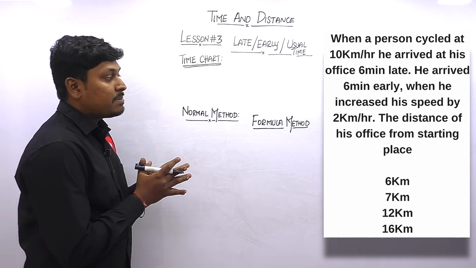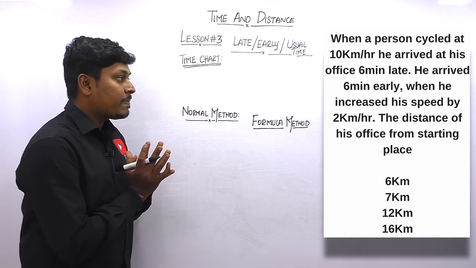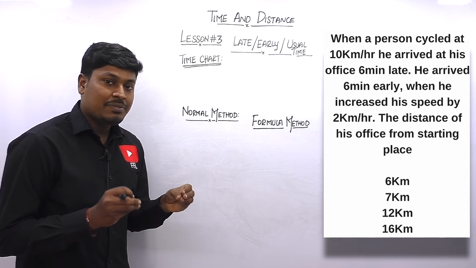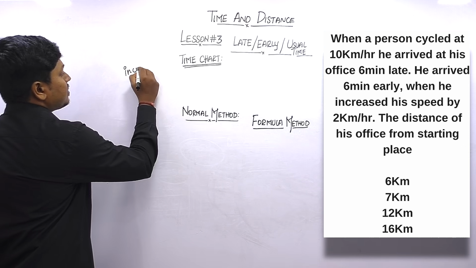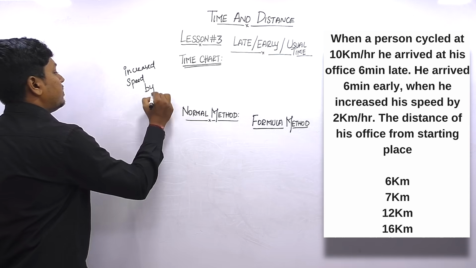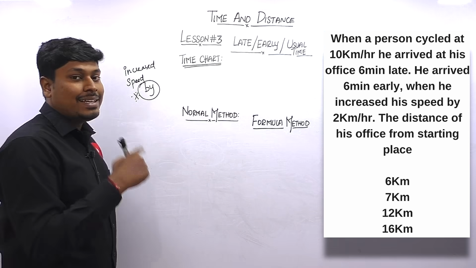He arrived 6 minutes early when he increased the speed by 2 km per hour. Our target is to find the distance of his office from the starting place. The most important word here is "increased speed by." So the word "by" is always important. Remember the previous question: increase the speed to.